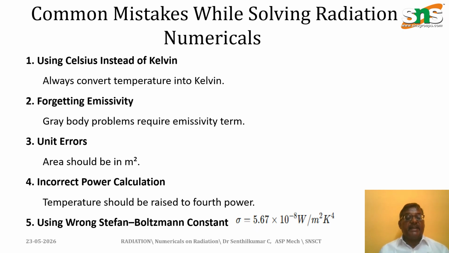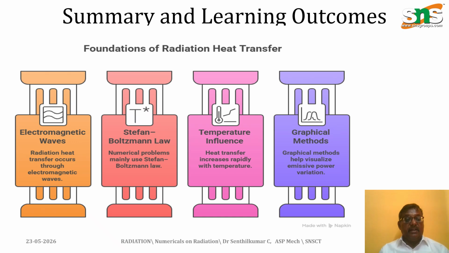Fourth, incorrect power calculation. The power has to be T power 4, the fourth power, and that should be meticulously followed by problem solvers. Fifth, using the wrong Stefan-Boltzmann constant. The value is 5.67 times 10 power minus 8 watts per meter squared Kelvin power 4, which is easily remembered: 5, 6, 7, 8. This is a common mistake people make while solving the problem, and it should be avoided.